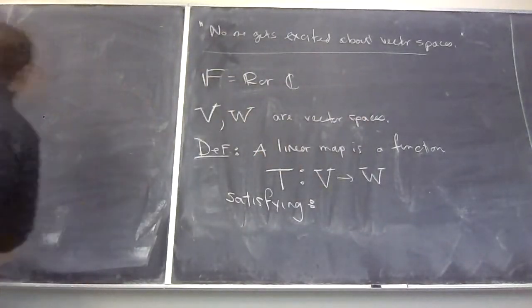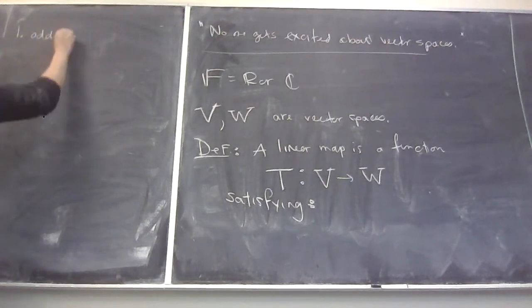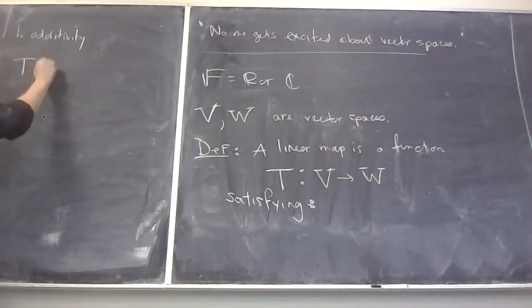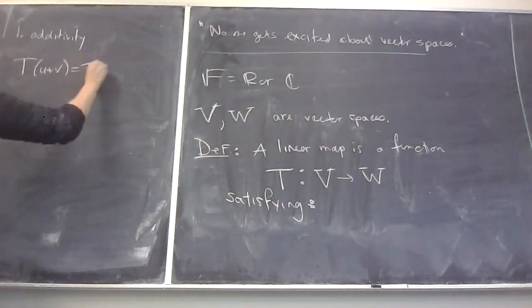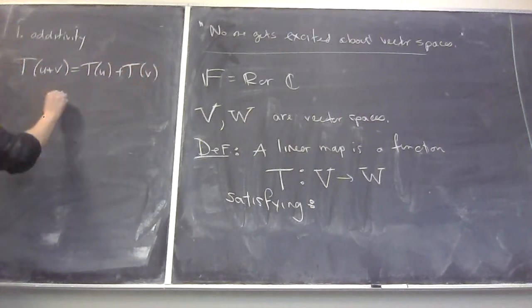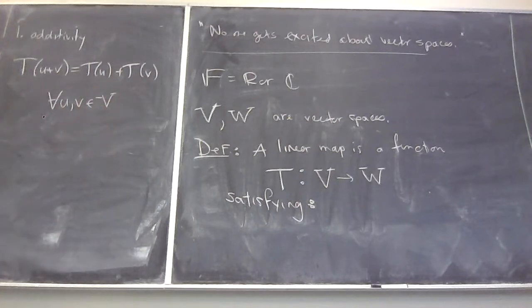So the first thing we want is called additivity. T of u plus v is equal to T of u plus T of v for all u and v in the vector space. T splits over its inputs. That's what it means to be an additive thing.